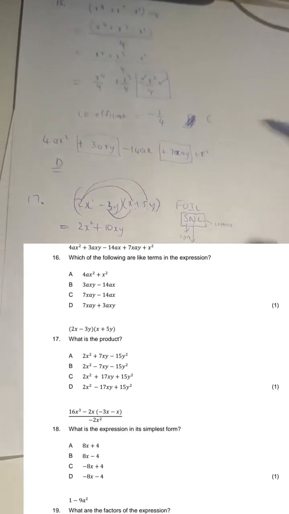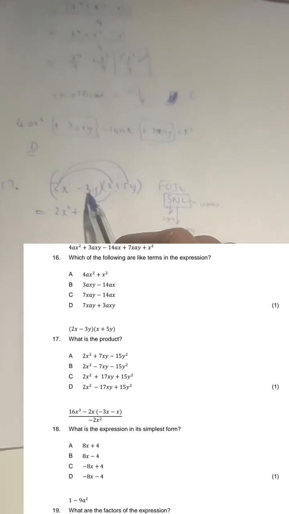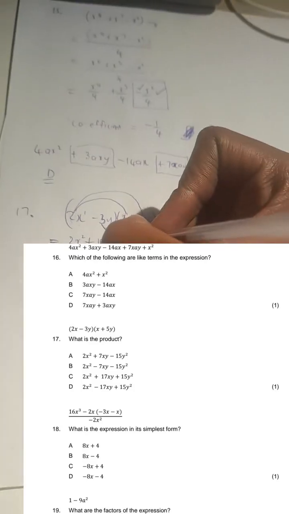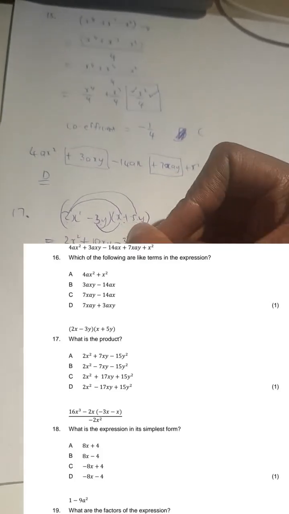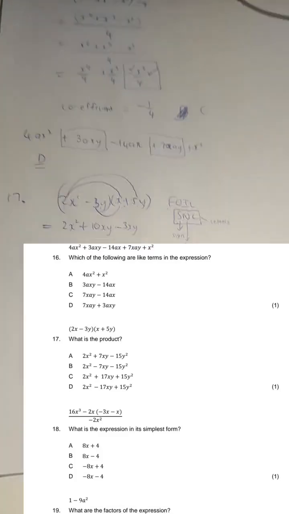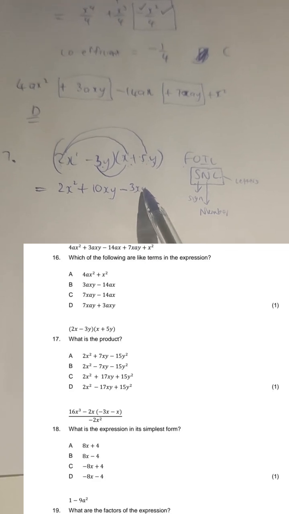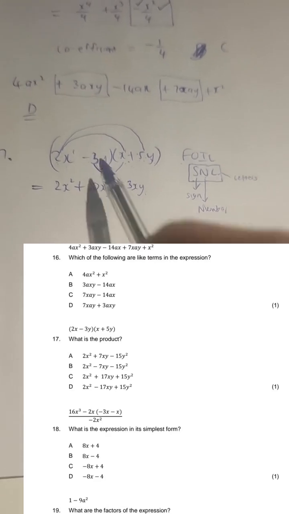Now it's time to distribute negative 3y into x and then negative 3y into 5y. Let's start here. Sign, number, letter. Negative times a positive is negative. 3 times 1 is 3. Y times x. Remember, we said the order of the letters with multiplication doesn't matter. So we just say xy so that we can see, oh, these are like terms.